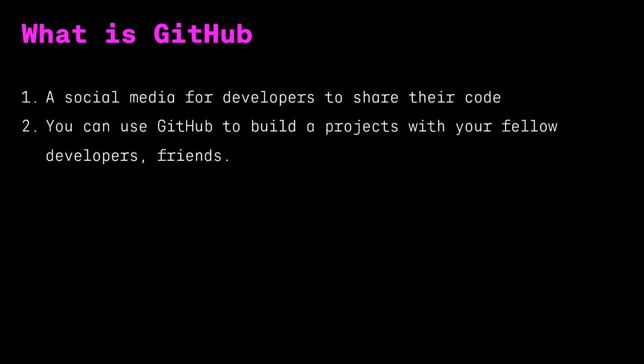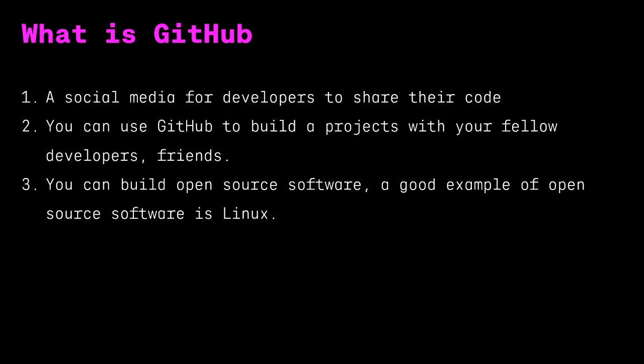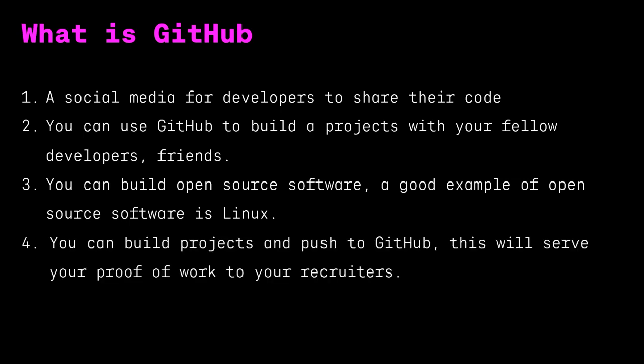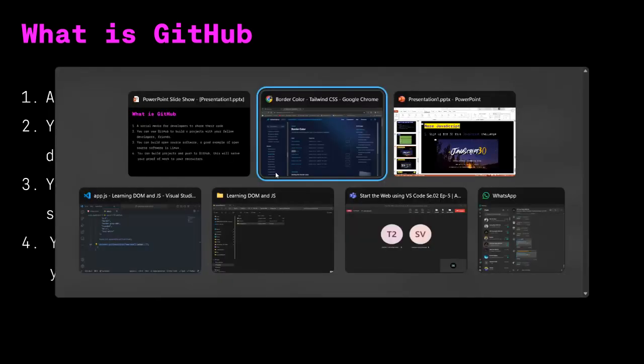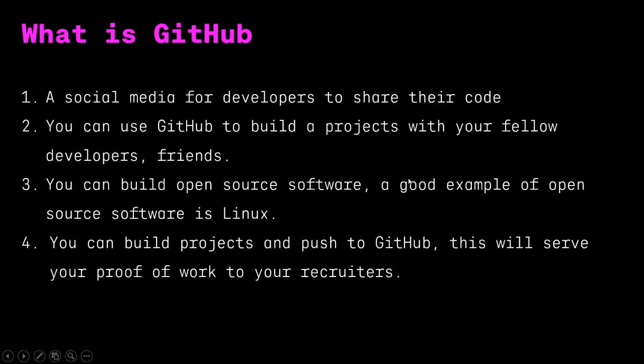Which means you can write code and make it open source, and let other people use your software. A good example of open source software is Linux. And you can also build projects and push to GitHub, and this will serve as your proof of work to your recruiters. So let us say you build some projects, you can go to GitHub and upload them and make them public, and during interview time your recruiters will definitely ask you what works or projects you have done. So the best proof that you can show them is the project that you have uploaded on the public repository on your GitHub account.